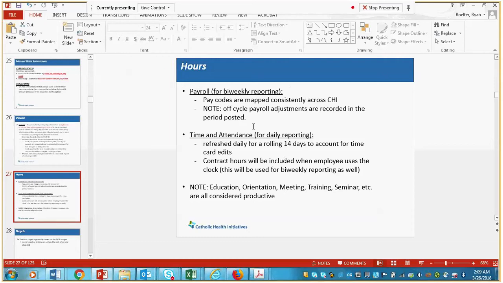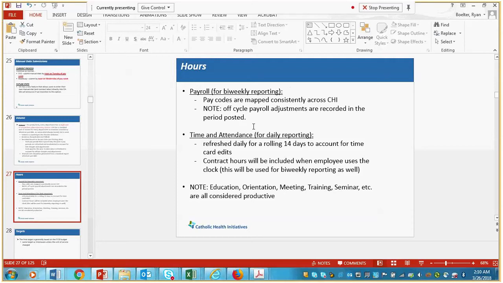From a time and attendance perspective, Chronos information is used for daily reporting, whereas for a biweekly report, it's the loss in data. It's what's actually paid out to employees. From a daily perspective, it's Chronos. So we always know that data is changing. There's always edits being made.